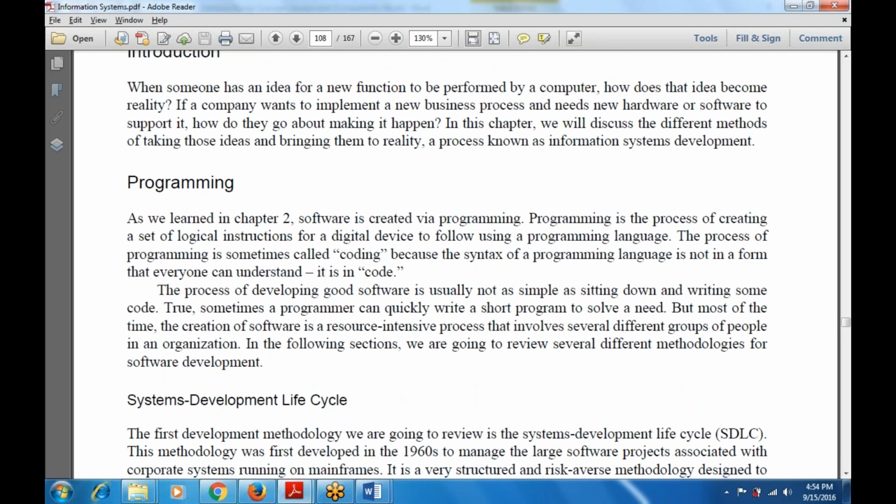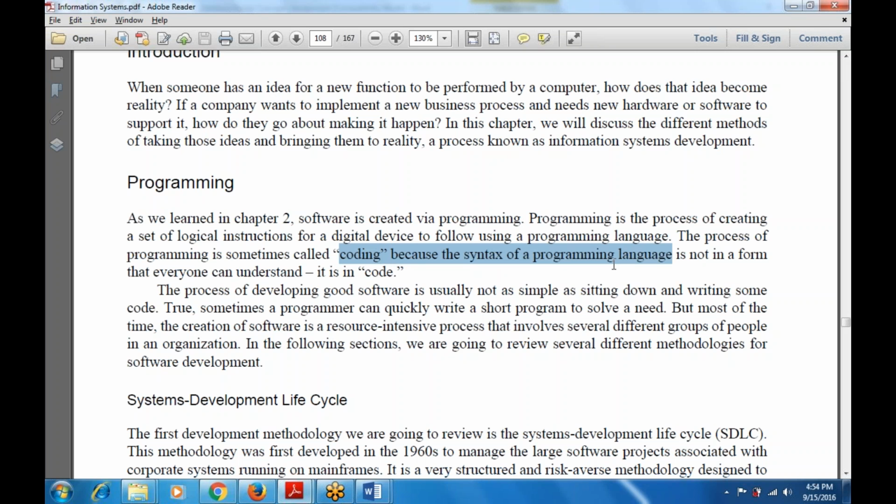So software is created via programming. Programming is the process of creating a set of logical instructions for a digital device, using a programming language. And the process of programming is sometimes known as coding, because the syntax of the programming language is not in a form that everyone can understand. So it is a code, that is programming.